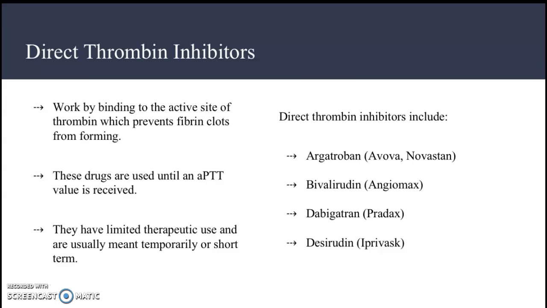Direct thrombin inhibitors. These work by binding to the active site of thrombin, which prevents fibrin clots from forming. These drugs are used until a PTT value can be received. They usually have limited therapeutic use and are only meant for temporary or short term use. Some examples include Iprivask, Novastan, Angiomax, Pradaxa, and Refludan.